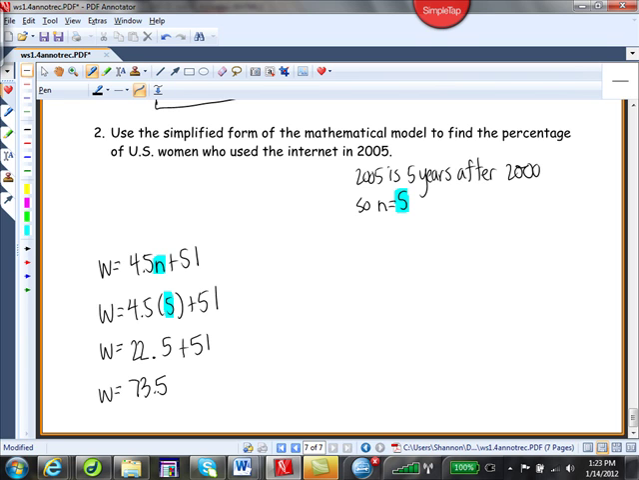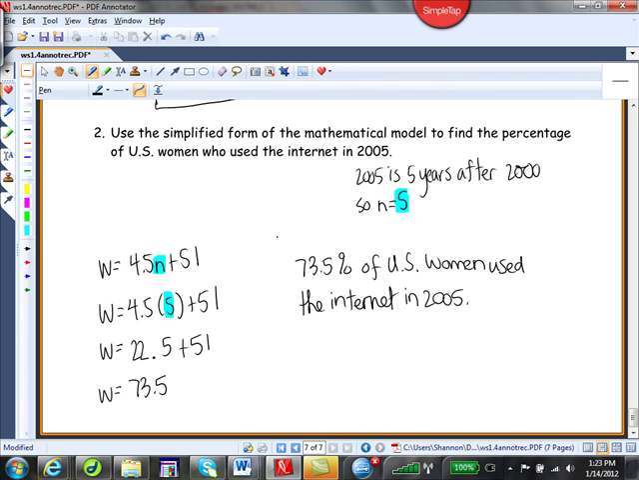Now, we've got an application, so let's answer the question in words. All right? 73.5% of U.S. women used the internet in 2005. And put your happy box. You got everything all figured out.